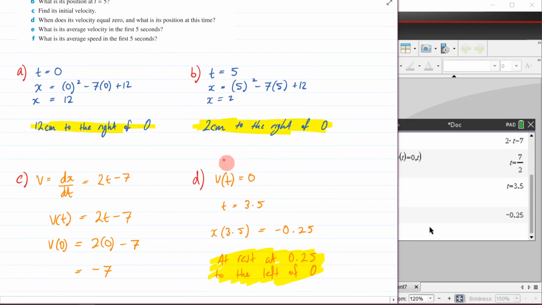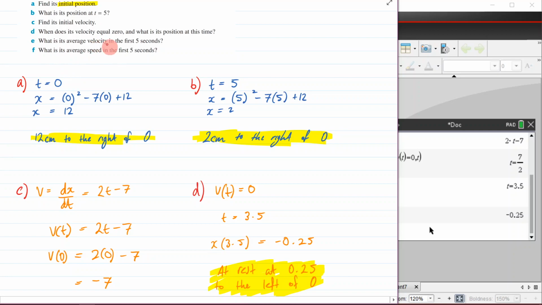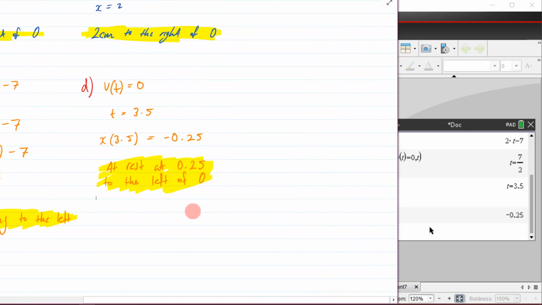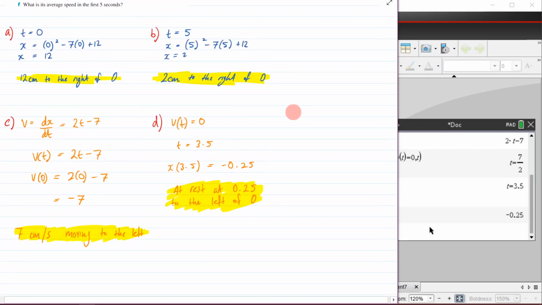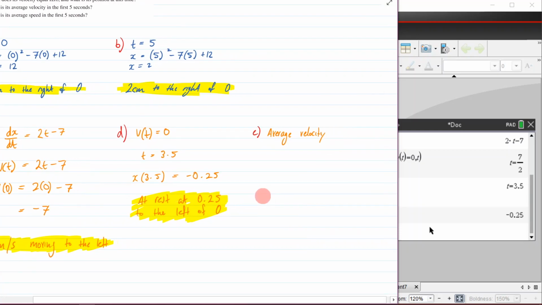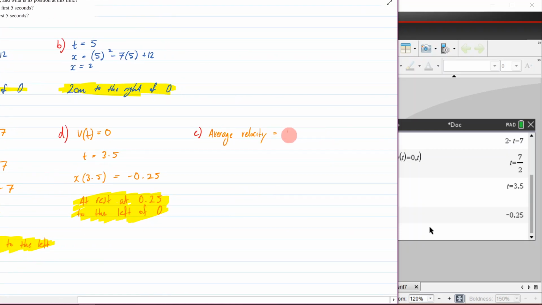All right, let's keep on moving here. The next thing that we have to do is, what is its average velocity in the first 5 seconds? Okay, so if we're going to be finding average velocity, let me just zoom out a bit. We're finding the average velocity in the first 5 seconds. This is where we have to be careful. Remember, it's the change in position over change in time.